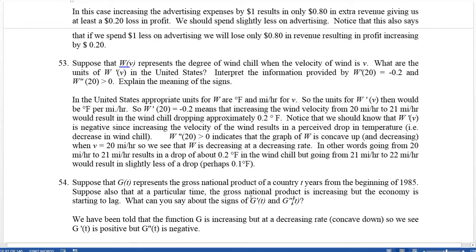Okay, so we said that the gross national product, G, is increasing. So since G is increasing, that tells us that G prime is positive. But the economy is starting to lag. So the economy is the rate of growth in the gross national product. And so what that means is it's increasing at a slower rate than in the past. So the function G is increasing but at a decreasing rate. In other words, it's an increasing concave down function. So the second derivative is negative.